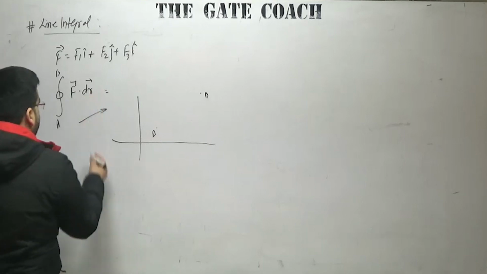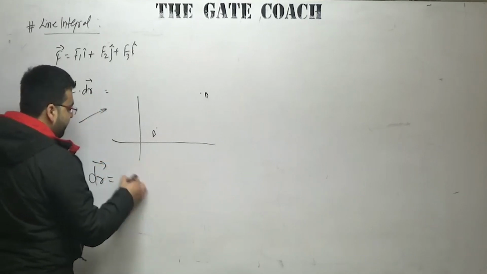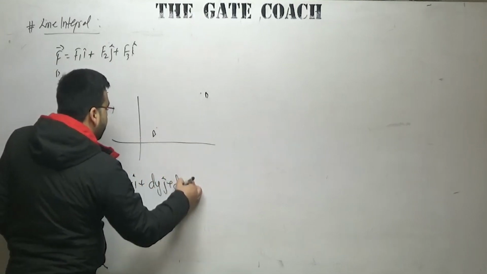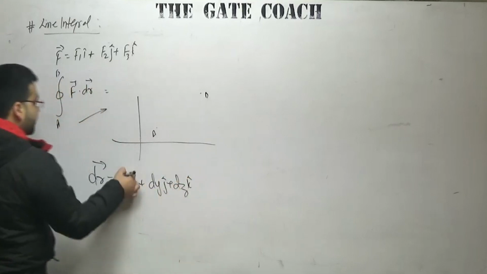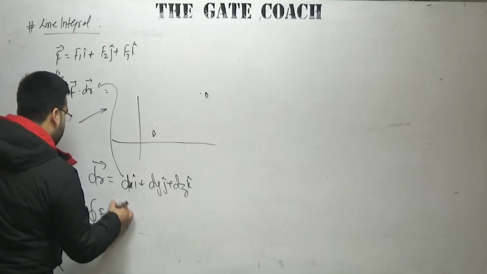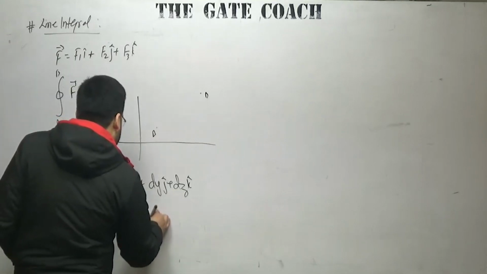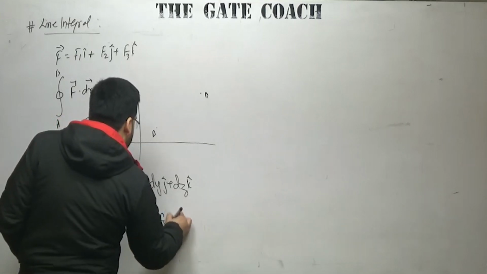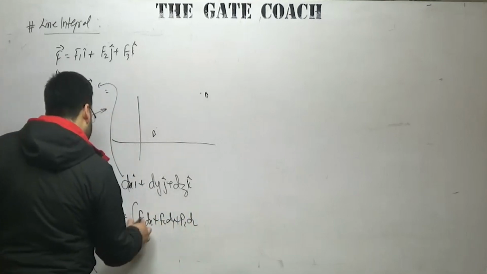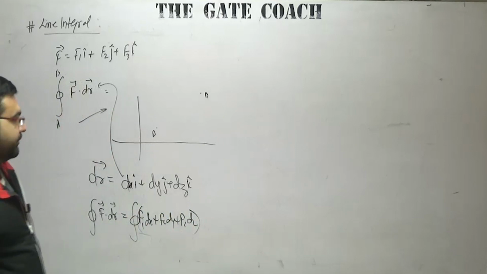Now if you solve it further, I told you in the complex also that dr vector is given by dx i cap plus dy j cap plus dz k cap. If you put it here, the line integral of f dot dr will be equal to the integral of f1 dx plus f2 dy plus f3 dz. That is how we calculate the line integral.